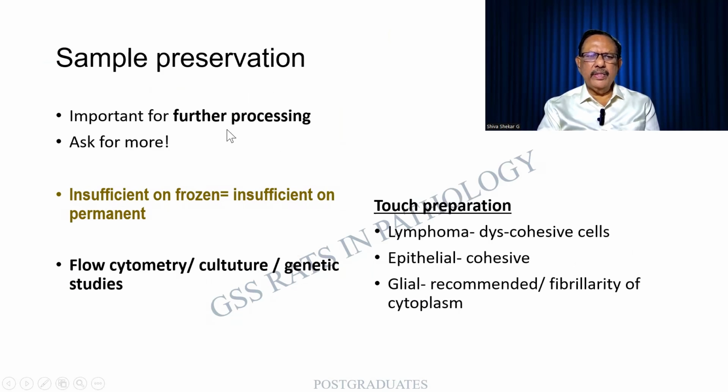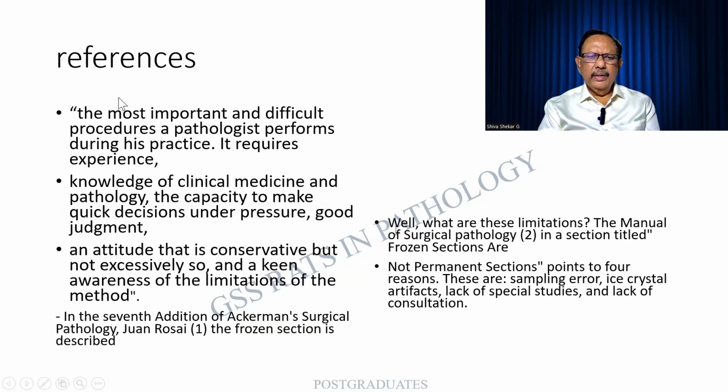The sample preservation is very much needed because it has to be sufficient. Insufficient will not be adequate. At the same time, you should retrieve the material for flow cytometry, for culture, or for genetic studies. Touch preparation can be used in a case of lymphoma. Epithelial, it will be cohesive. Lymphoma, it is discohesive. And glial tissue, it is recommended because of the fibrillarity of the cytoplasm. And these are the wonderful references over here. To be frank, it is from Ackerman, etc., that the author has mentioned, which you should see.